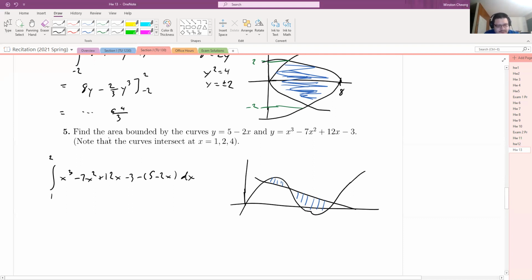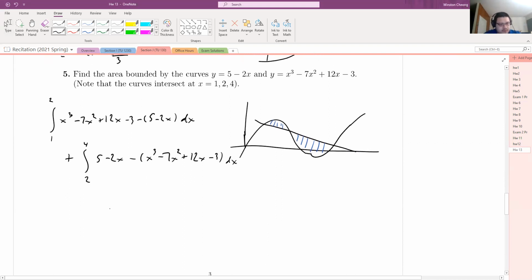This is just a polynomial, so it's reverse power rule. From 2 to 4, the order of the subtractions is the opposite. So you start with the line, you subtract off the cubic, and then you calculate that integral. And so you end up with these two different areas. That'll give you the area bounded by the curves.